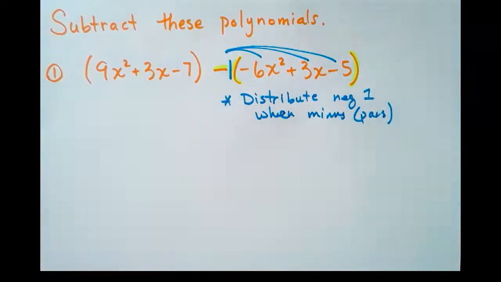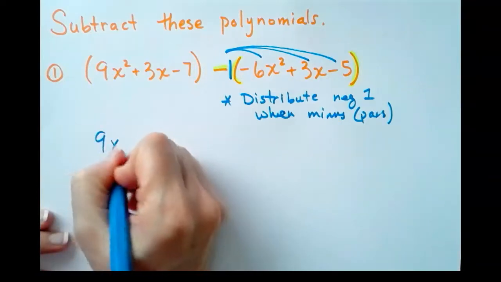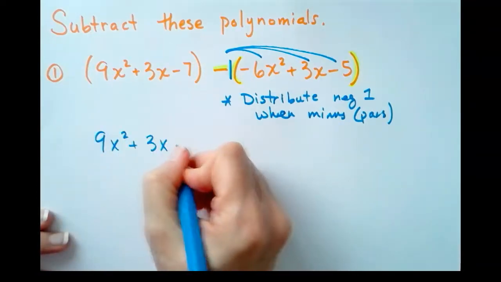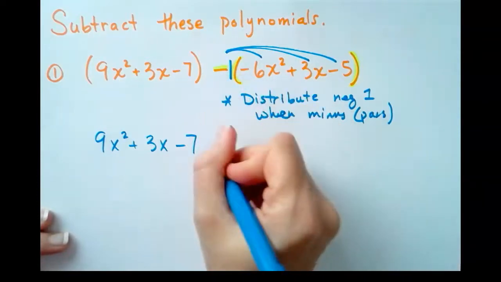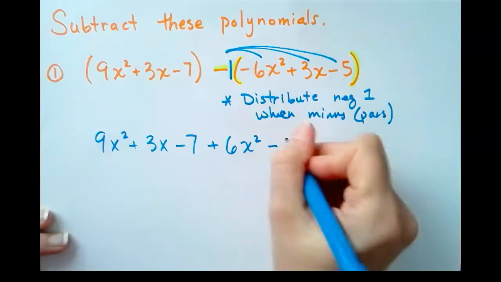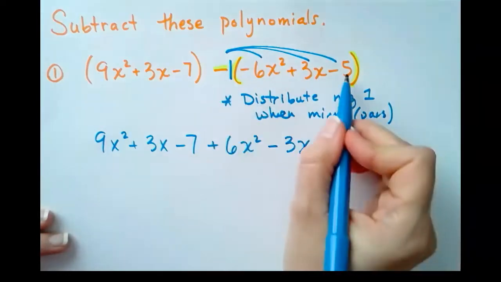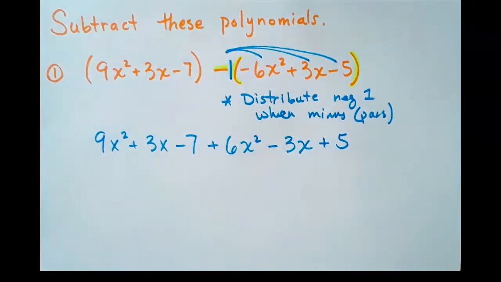So when I distribute that negative 1, I'm going to get a whole new problem. So here's my first quantity. So 9x squared plus 3x minus 7. Now take that negative 1 through. Negative 1 times negative 6x squared is plus 6x squared. Negative 1 times 3x, negative 3x. Negative 1 times negative 5 is plus 5. So here is my new and improved problem after I dealt with the minus parentheses, which is the same as distributing a negative 1.